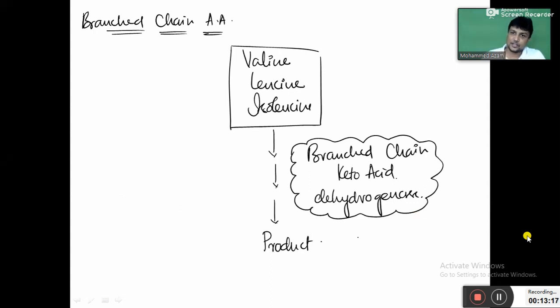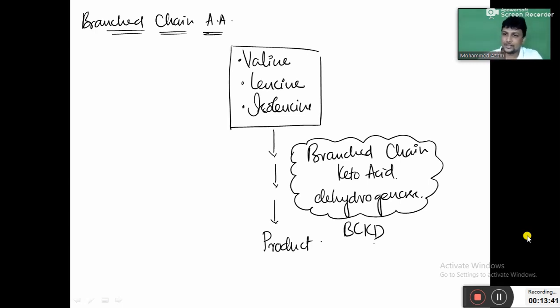Okay. So I repeat again, these three are the branched chain amino acids: valine, leucine, isoleucine. For the metabolism of these three, we require an enzyme, and the name of the enzyme is BCKD. Okay, don't take me wrongly. It is branched chain keto acid dehydrogenase.